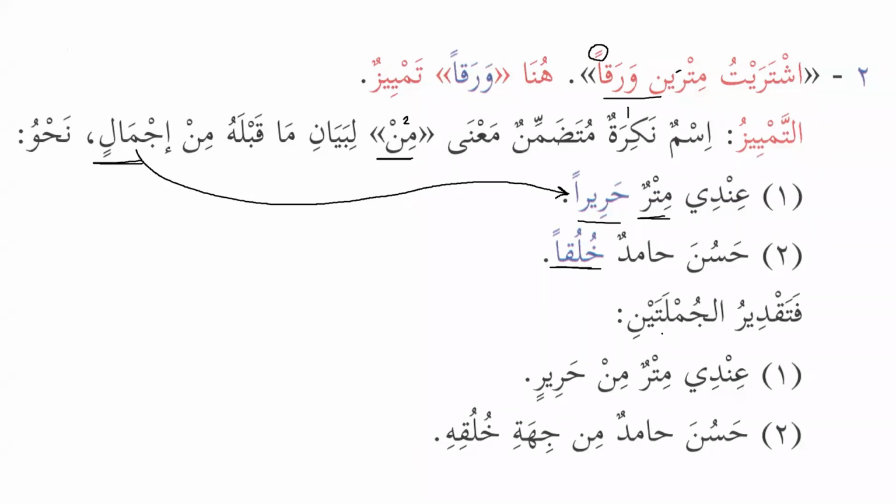فَتَقْدِيرُ الْجُمْلَتَيْنِ, and basically the hidden meaning of these two sentences is عِنْدِي مِتْرٌ مِنْ حَرِيرٍ. So that's what the meaning of tamyiz is, متضمن معنى min, that it contains the meaning of min. So basically when you say عِنْدِي مِتْرٌ حَرِيرًا, it basically means عِنْدِي مِتْرٌ مِنْ حَرِيرٍ. That means I have a meter of silk.